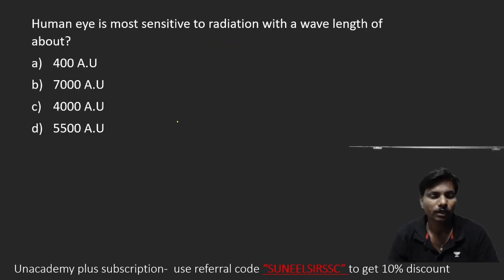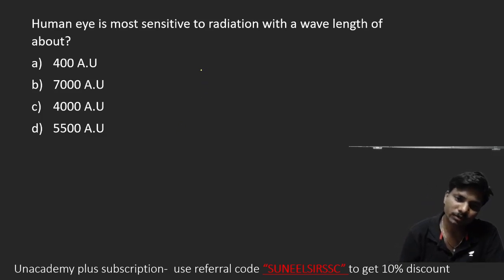Coming to the next one. Human eye is most sensitive to radiation with a wavelength of about dash. Just now I said that among all the VIBGYOR colors, our human eye is more sensitive to this.